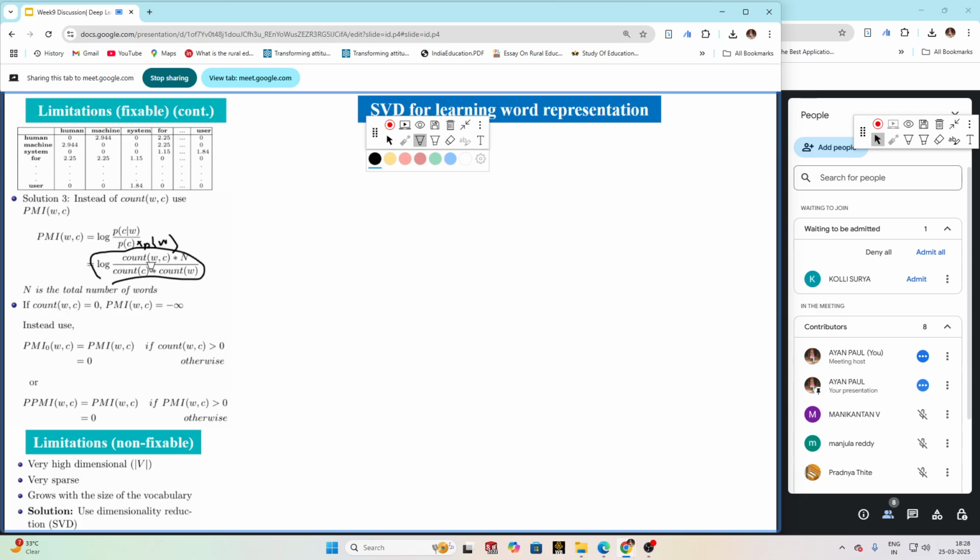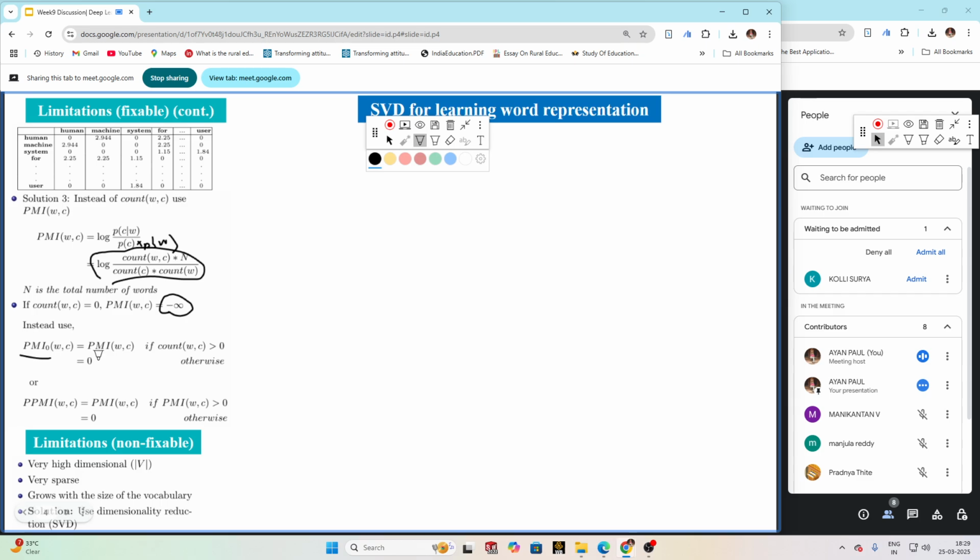Whenever you do this log term, what will happen is that for some of the words, the count of w and c, where the word and context word appear together, will be 0. Whenever the count w,c is 0, this term will be log of 0, and log of 0 is minus infinity. So to counter this, we come up with PMI naught.